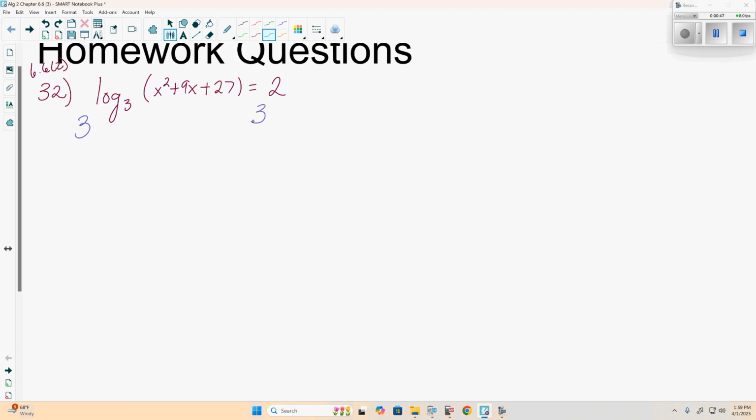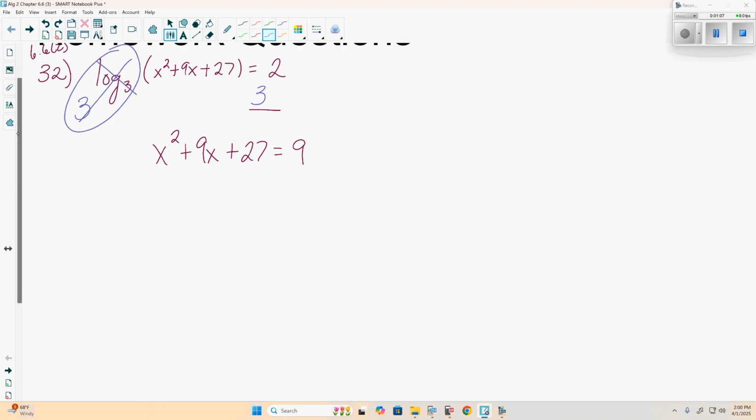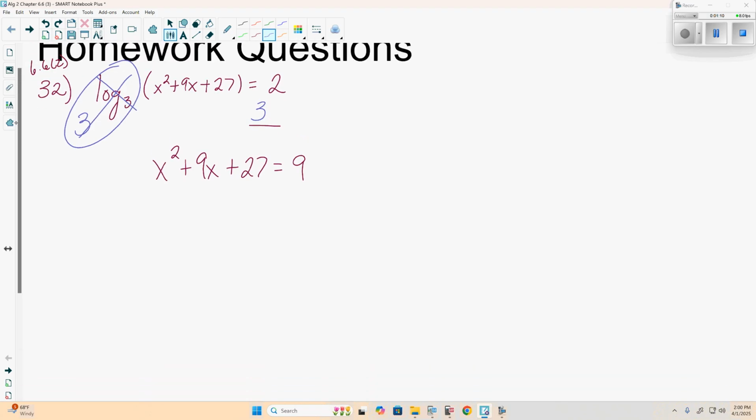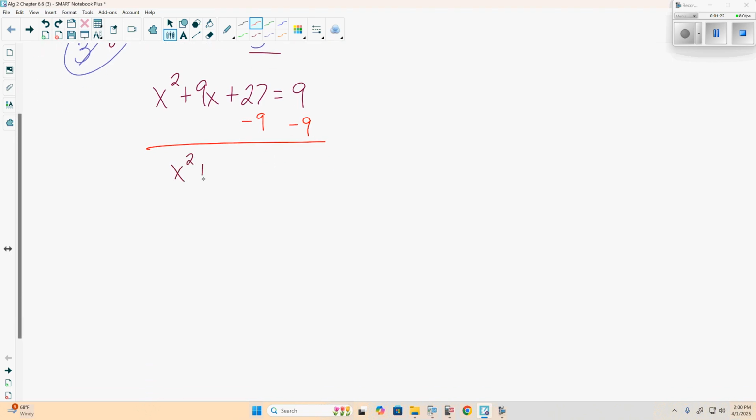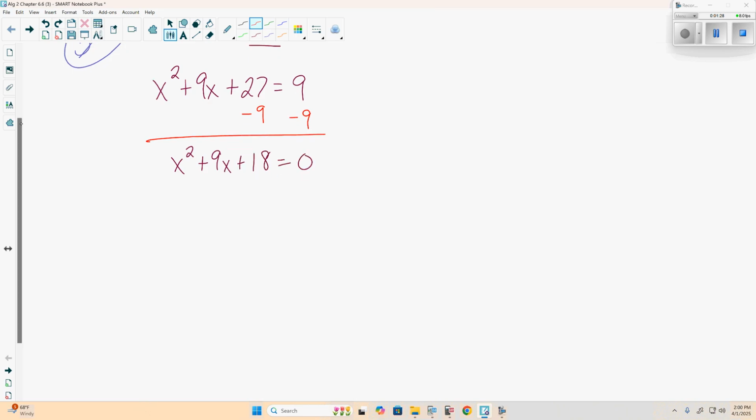So we can put both sides to the base of 3, because 3 to the log base 3 is going to cancel, leaving us with x squared plus 9x plus 27 is equal to, well, 3 to the second power is 9. Now, since we have a quadratic, we have the x squared term, we need to get this equation equal to 0. So we can subtract 9 from both sides, telling us that x squared plus 9x plus 18 is equal to 0.